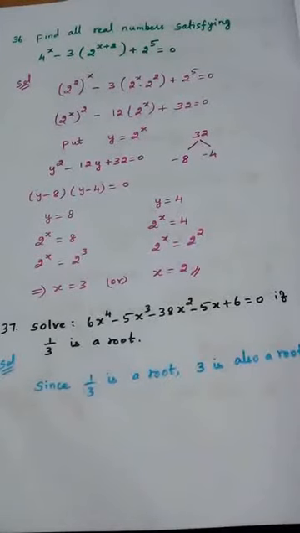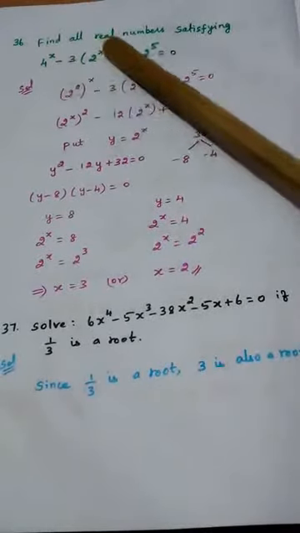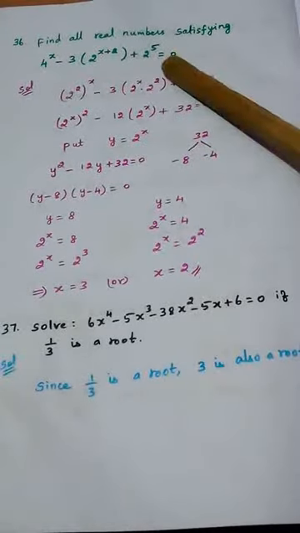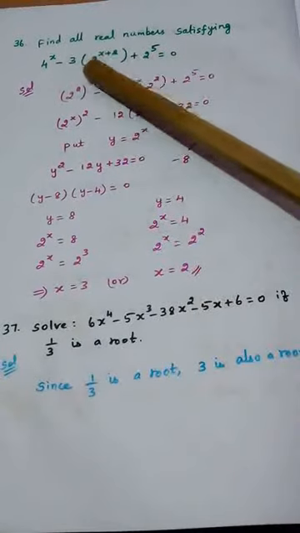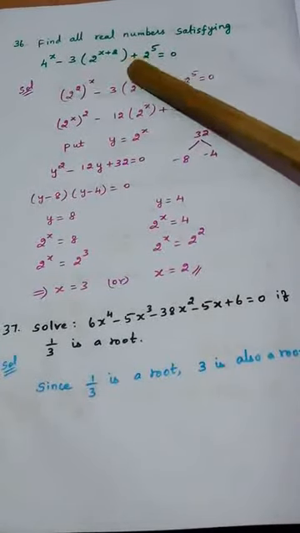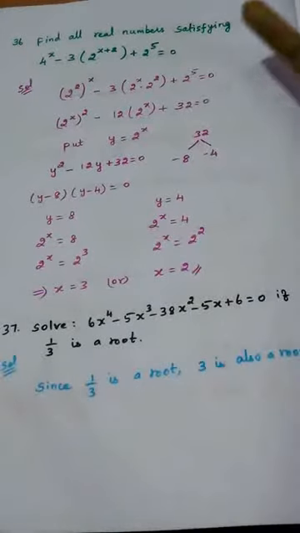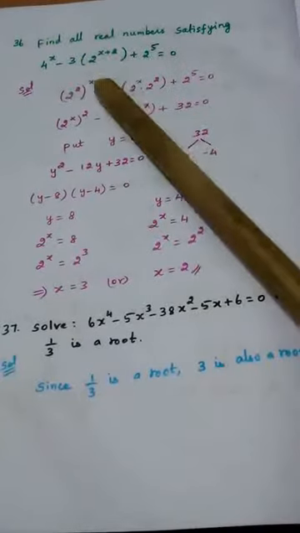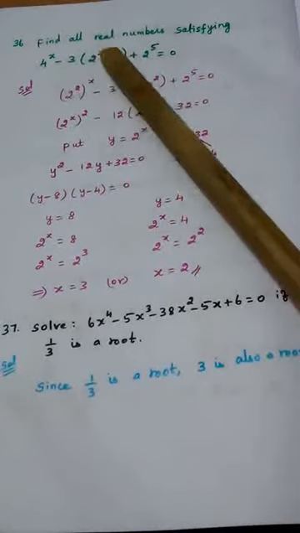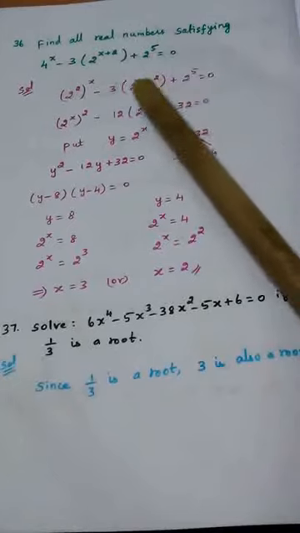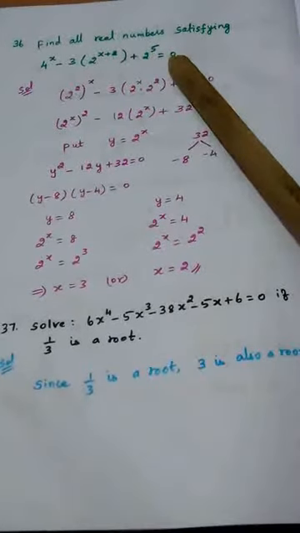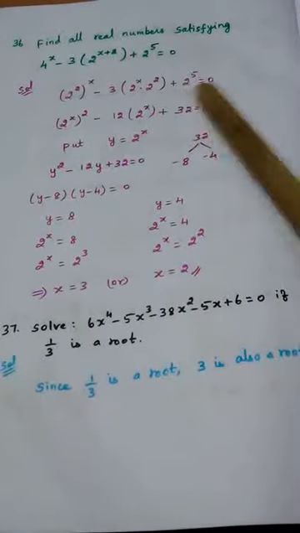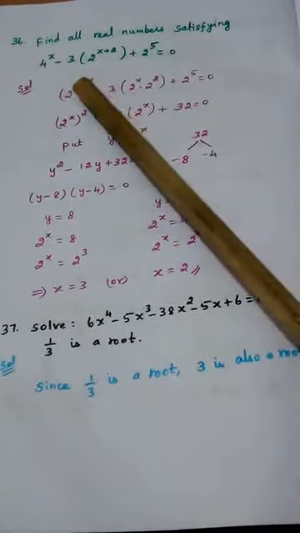Problem number 36. Find all real numbers satisfying this equation. So find the real numbers which satisfy this equation. Almost similar to solving this equation. Try to understand. 4 is written as 2 square and then power x minus 3. 2 power x plus 2 is written as 2 power x into 2 power 2, plus 2 power 5 equal to 0. Now I am interchanging these two.